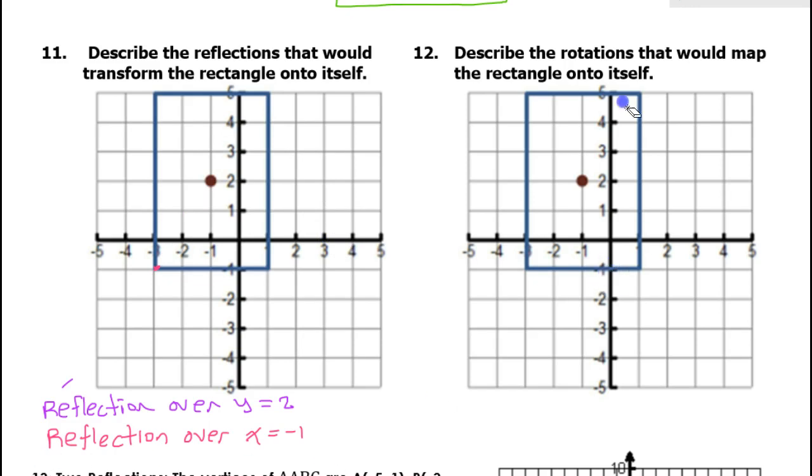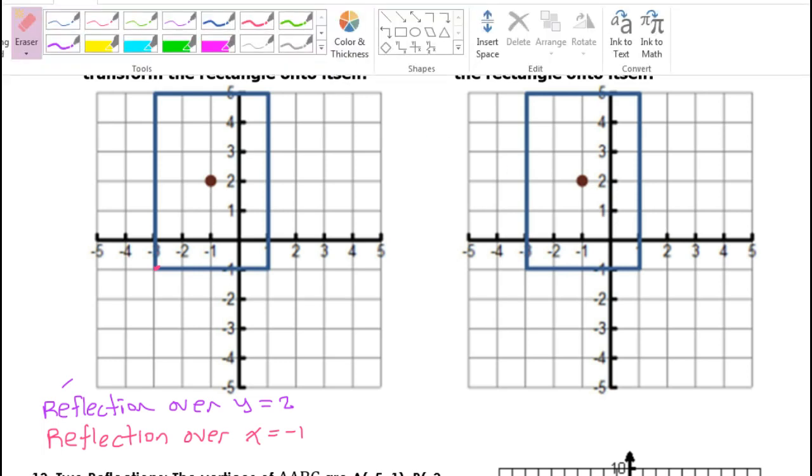All right, let's jump over to number 12. Describe the rotations that would map the triangle onto itself. Okay, now notice that a rotation around the origin will not map this rectangle onto itself, because this rectangle is high and to the left of the origin. If I turn this upside down, it would be low and to the right. So it would not fall in itself. But if I rotated around this dot in the middle, if I use that as the center of rotation, then the rectangle will match back up with itself. So the only question is, how many degrees?